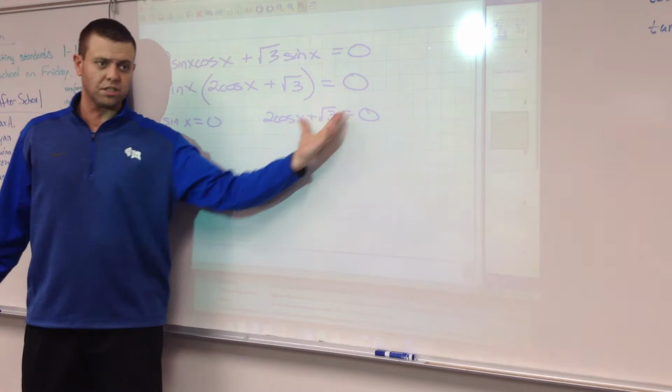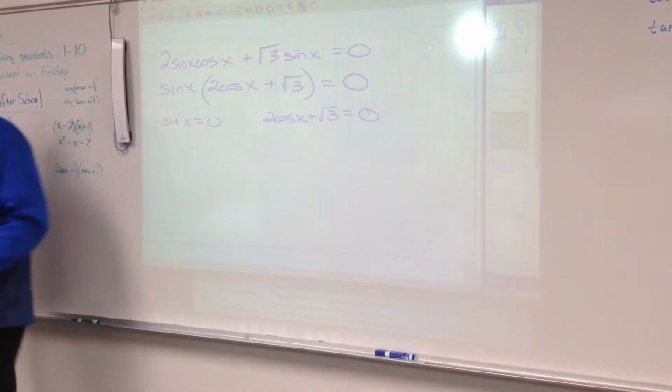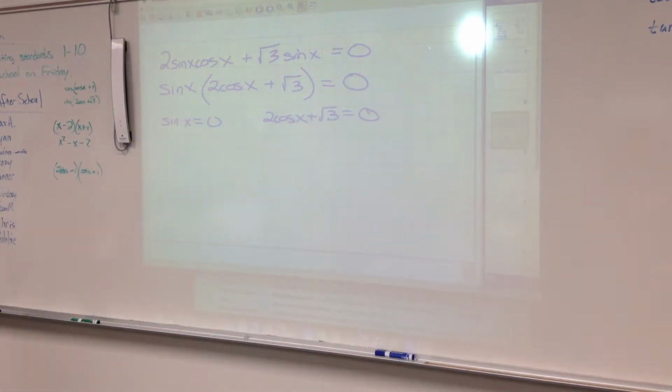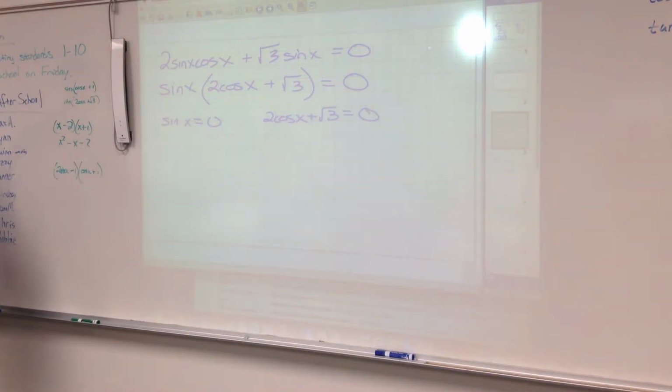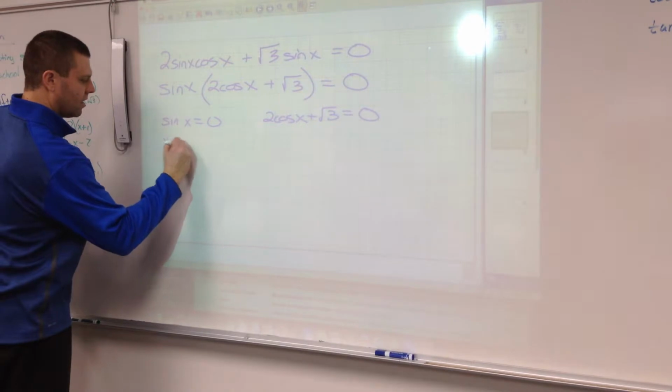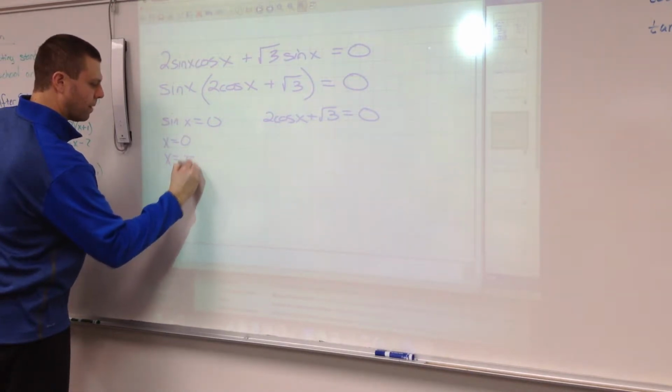Is this something that's pretty easy to solve? That's what you do. You solve them both. Okay? When is the sine of x equal to 0? 0 and pi, right? X equals 0, x equals pi.